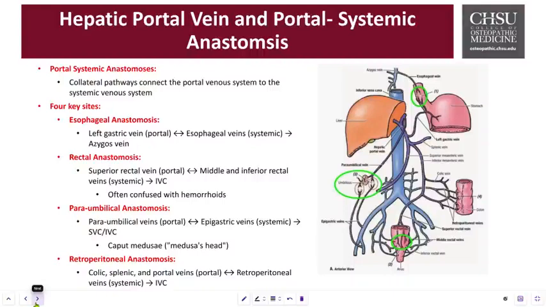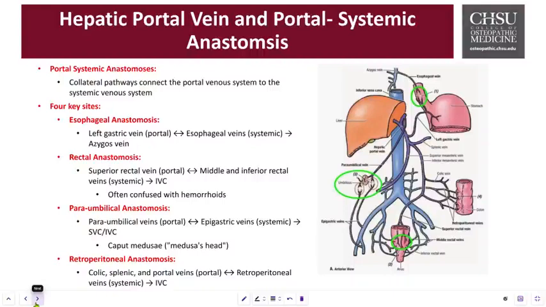And on the portal side, it comes from the left gastric vein. The systemic side is going to come from the azygos vein. And then the umbilical caput medusa, which is the third one down, this is usually where there are dilated veins around the belly button. And for the portal side, it's going to be the paraumbilical vein, and the systemic side is the superficial epigastric.